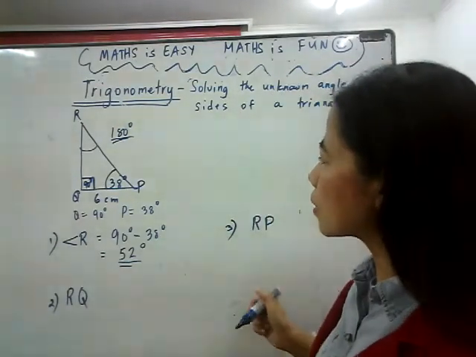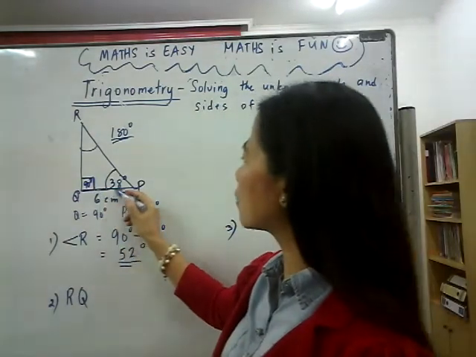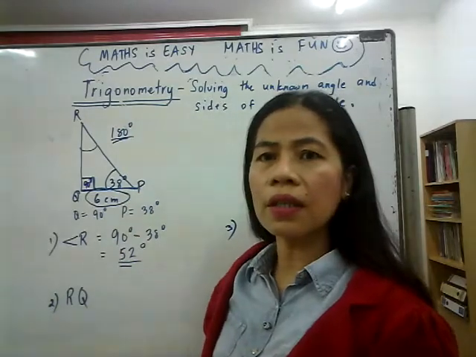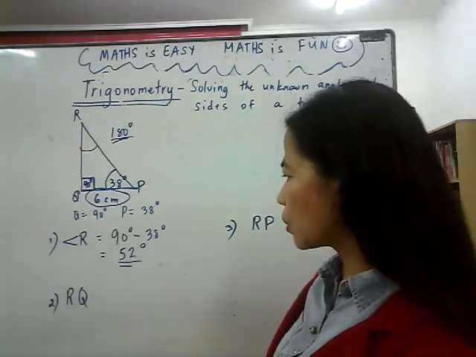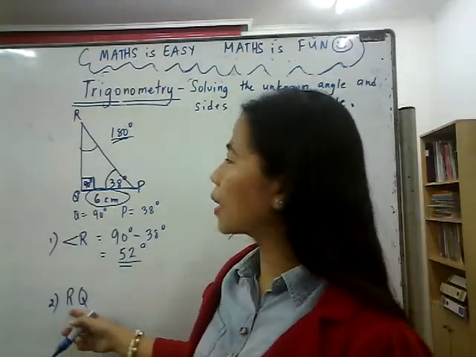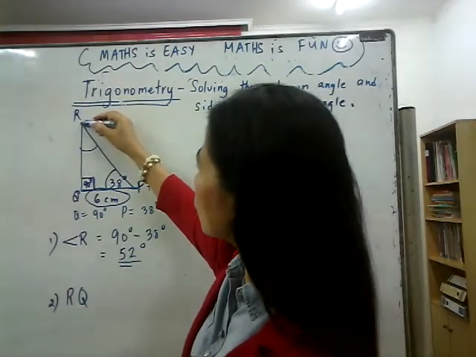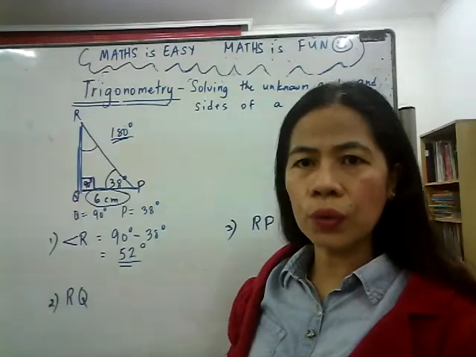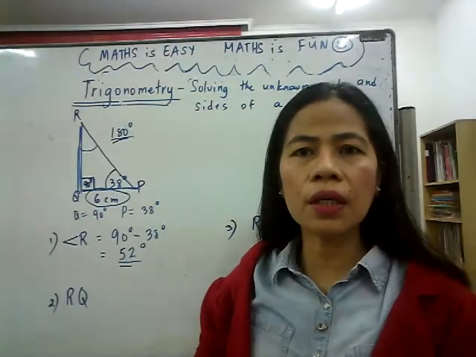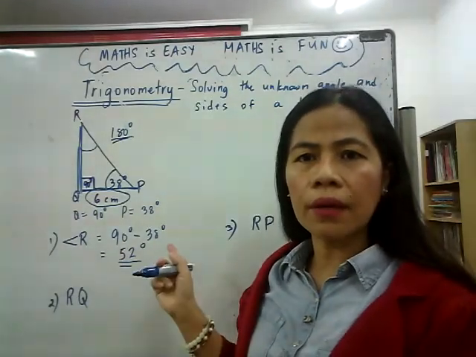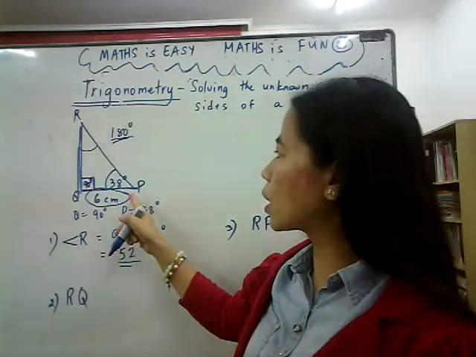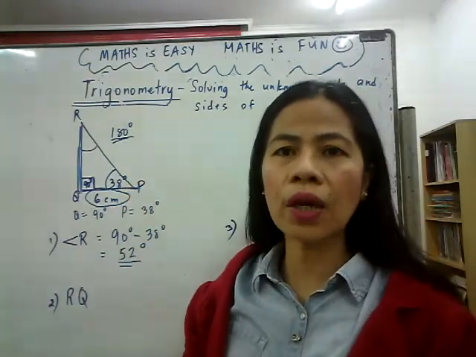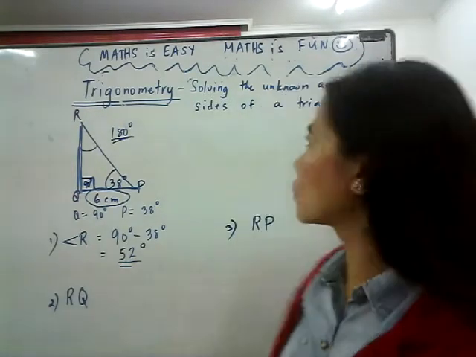Okay, so how about when we solve for the unknown side of a triangle? So in this triangle, only one side is given. QP is equal to 6 centimeters. And how do we find side RQ? We are looking for this side RQ. So in solving the unknown side, in which we are given one angle and one side, we use the trigonometric ratio.